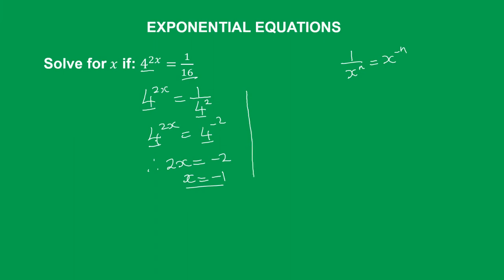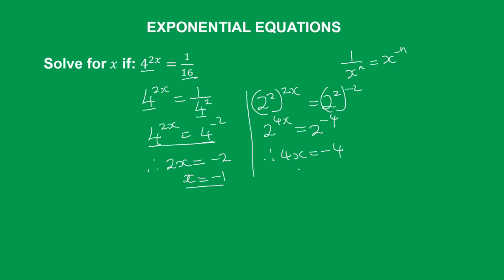Let me deal with this one here at this level. So 4 is 2 to the power 2. Then 2x is equal to 2 to the power 2, and then negative 2. So 2 times 2x, that is 4x. So 2 to the power 4x is equal to 2 to the power negative 4. Therefore, 4x is equal to negative 4. X is equal to negative 1. See that? Getting the same answer.